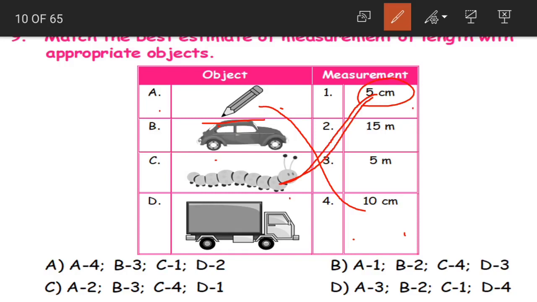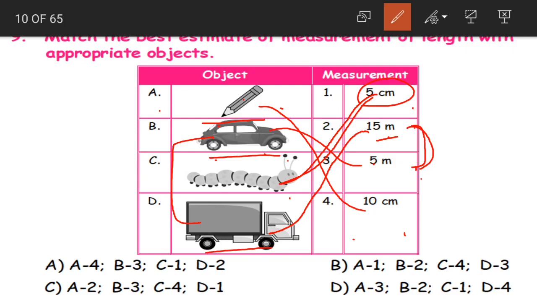Now coming to option B, we have a car, and in option D we have a big truck, children. The remaining 2 lengths are 5 meters and 15 meters. Now from car and truck, which is the smaller object? Car is the smaller object. So we should match it with the smaller length. From 15 and 5, 5 is the smaller length. So we'll match car to 5, and 15 is the larger length. So we'll match it with our truck.